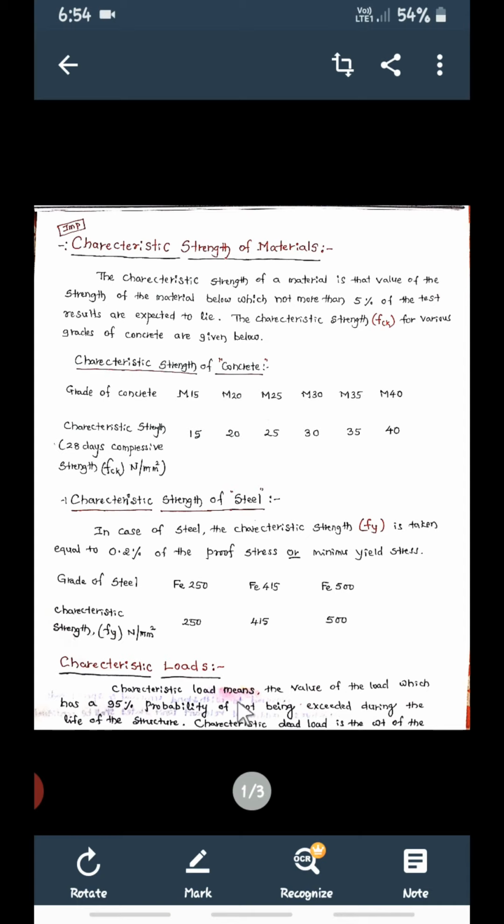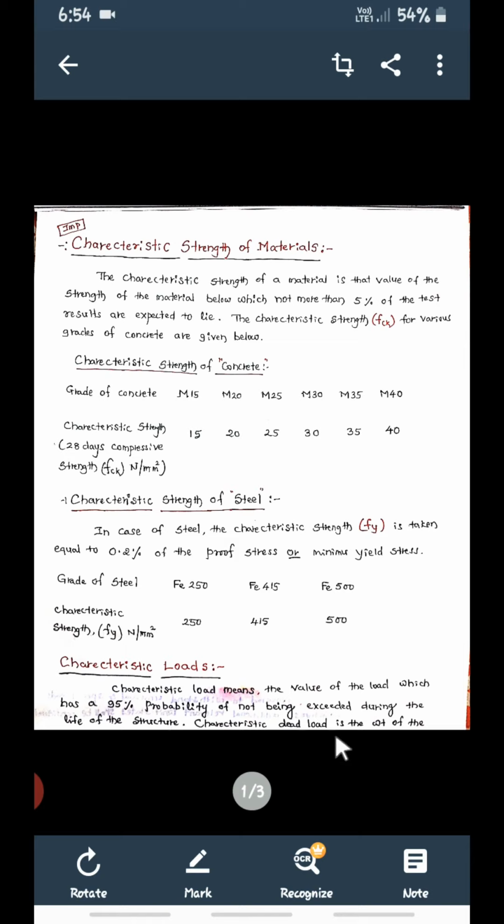So characteristic load means the value of the load which has a 95% probability of not being exceeded during the life of the structure. There is a 95% chance the load will not be increased, and such a load is considered as characteristic load.